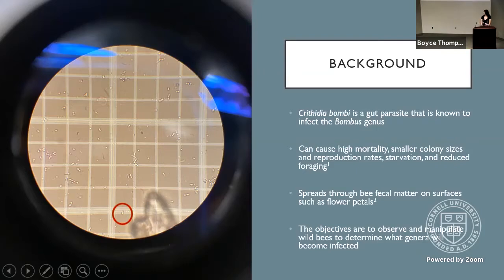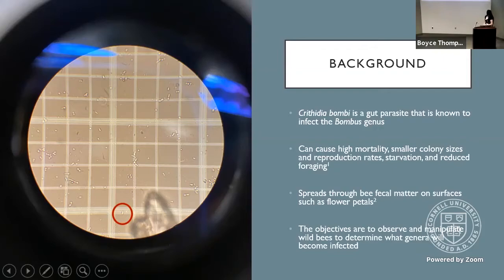Before I move on to the objectives, I have a picture here showing the microscope, and in this little red circle is a cell of Crithidia bombi. I wish I had put a video, but normally they're really sporadic. They like to move around a lot, swim very fast, very rigid in their motions. The objectives here were to observe and manipulate which bees can potentially get this parasite and whether or not there's some form or way for some of these bees to have infection replication.